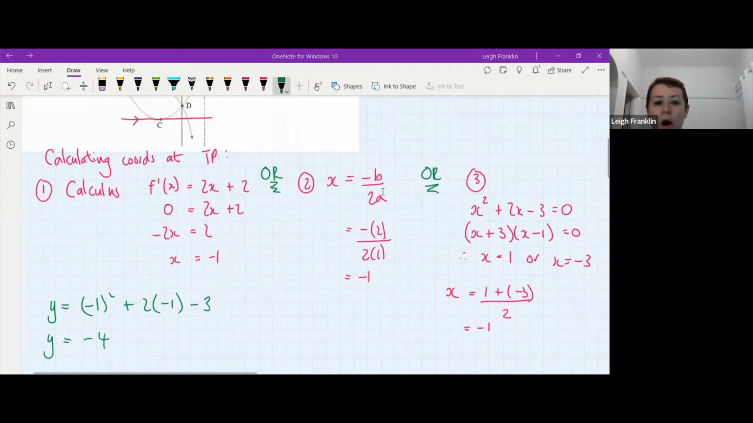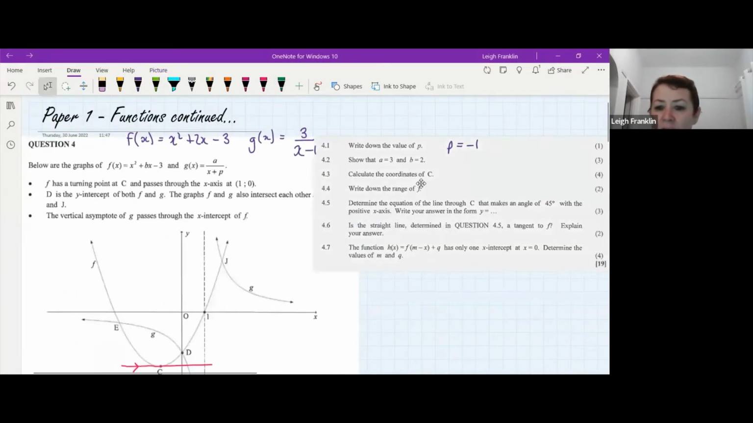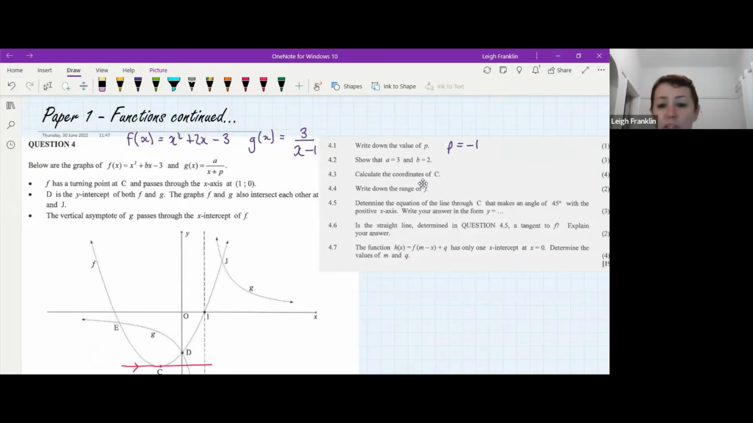There we go. Okay, so that's how we would calculate the coordinates of C. In this case, you can see, look, it's worth 4 marks. Okay, so you want to get all 4 of those marks. It's an easy question. There's no reason why we shouldn't be able to do that. All right, 4.4, write down the range of f.